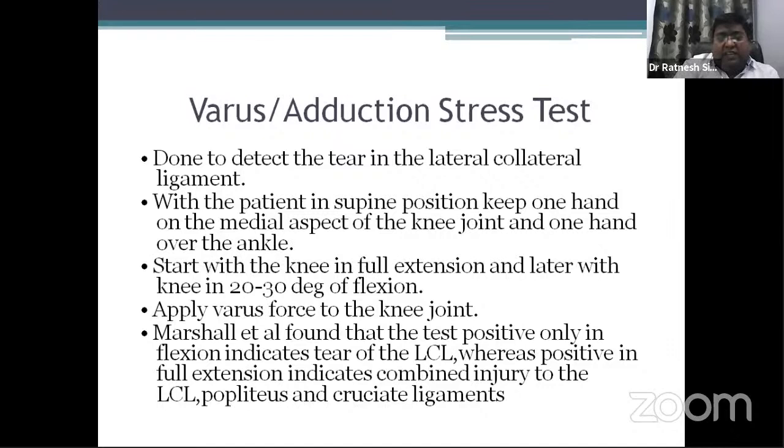Now, the varus test is done to detect the integrity of the lateral collateral ligament. The patient is in supine position. Keep one hand on the medial aspect of the knee joint and the other over the ankle. Start with the knee in full extension, later with the knee in 20 to 30 degrees flexion. Apply varus force to the knee joint. The test being positive in flexion indicates tear of LCL, whereas positive in full extension indicates combined injury to LCL, popliteus, and cruciate ligament.